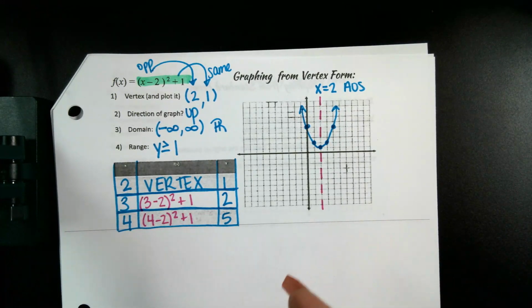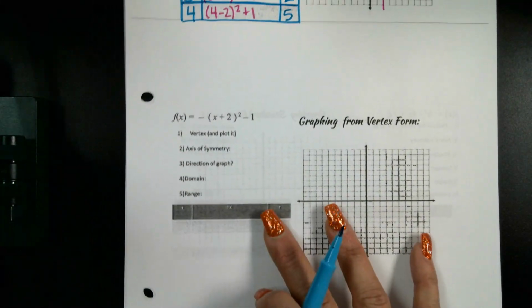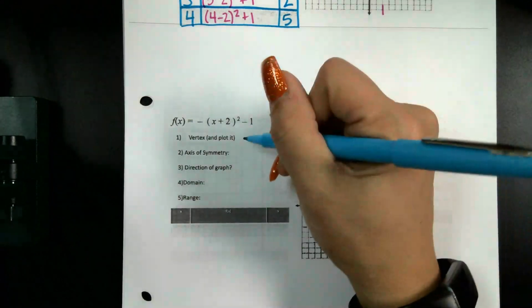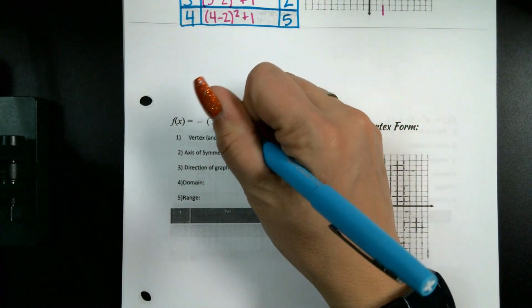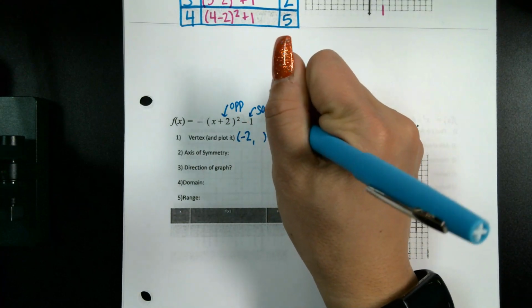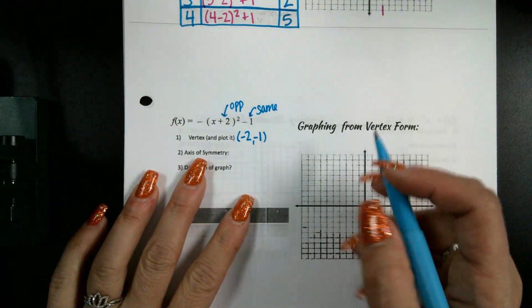Are we good? Because we're going to do one more in vertex form. So we're going to do this one down here. Pretty much the same process all over again. We're just going to have different numbers here. So our vertex is what? Yep, so this number here, make the opposite, so it's -2. And then this one here, keep it the same, so it's -1. Axis of symmetry?